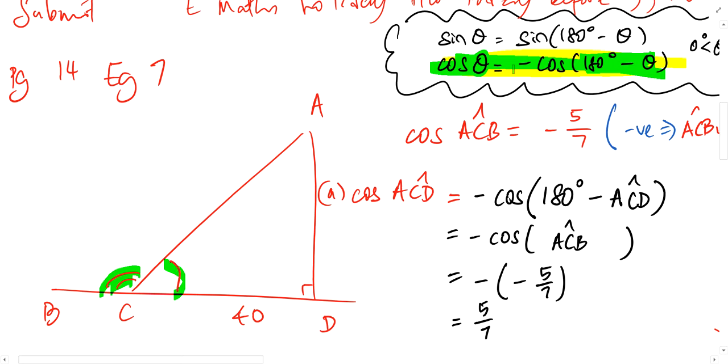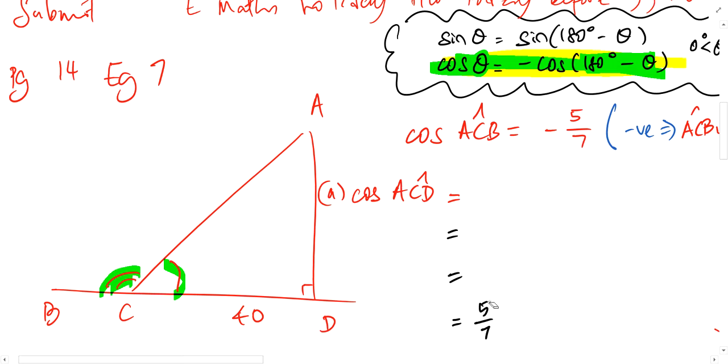Alright? Then, like I said, we can do this in one step. That is, I look at the value. Since cosine ACB is negative 5/7, my answer is simply the negative of that, negative of negative 5/7. Which means, in summary, I just change the sign. If it is positive, you get negative. If it's negative, you get positive. Clear?